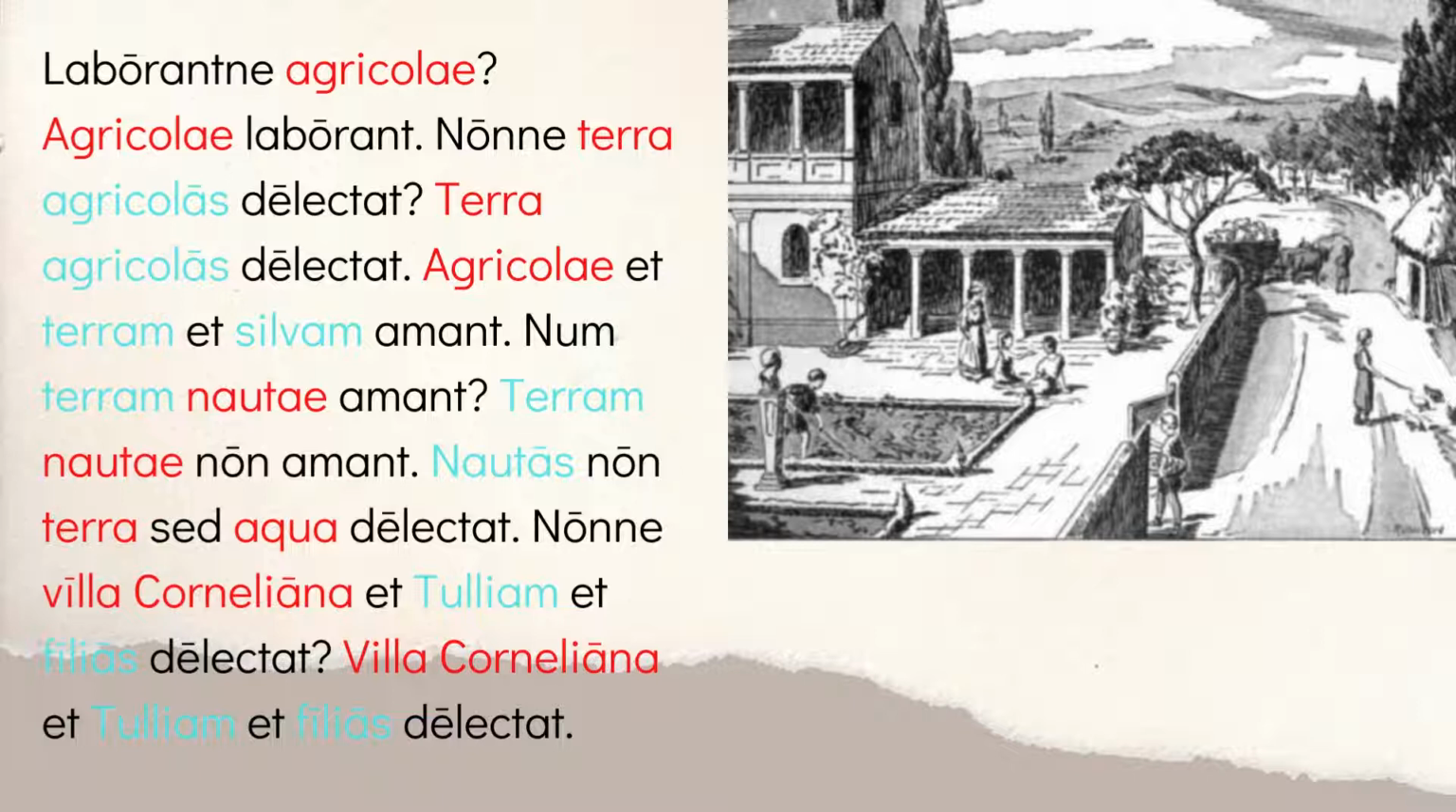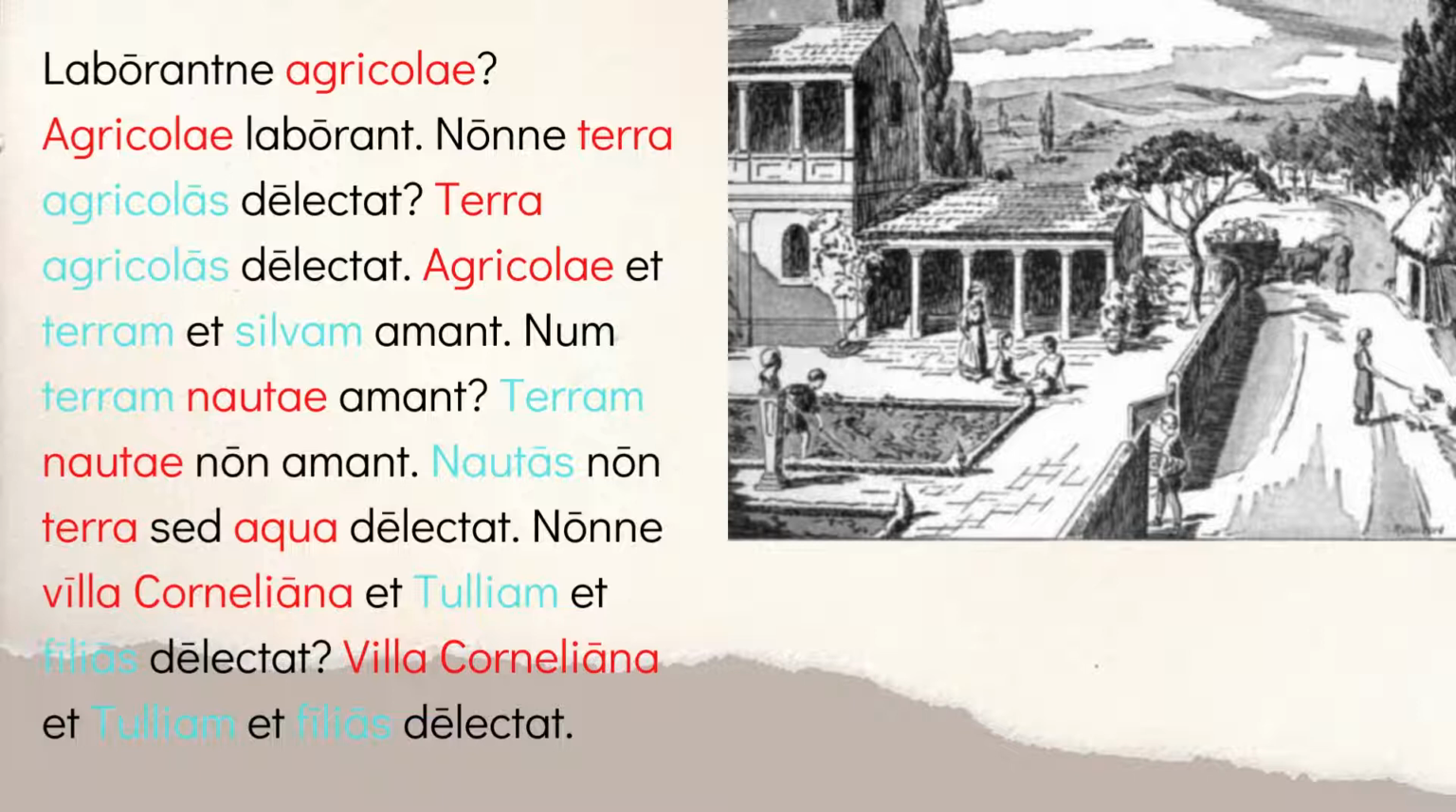So surely the ground, the terra, the earth, delights, delectat, the agricolas, the farmers, again, plural direct object, agricolas. So you're saying surely the ground or the earth delights them. Then the answer is yes, terra agricolas delectat, right? The ground or the earth does delight the farmers, okay?